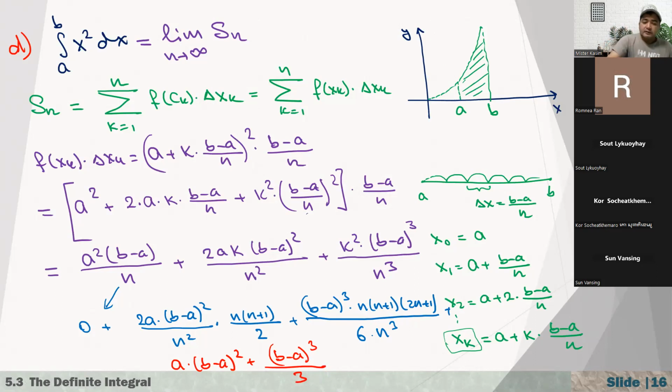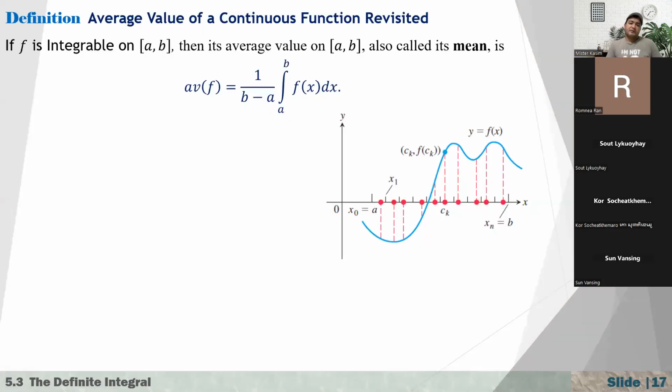Okay. All right. Let's continue. The average value of a continuous function revisited. Now, average value, we had just seen actually in the first part. I didn't actually spend too much time on this. After all, we are going to use this definite integral.